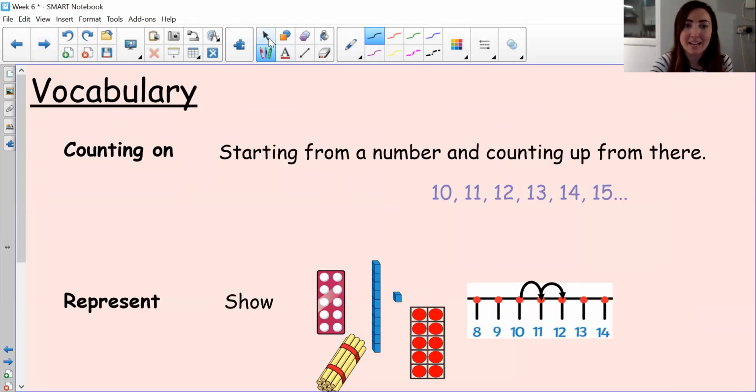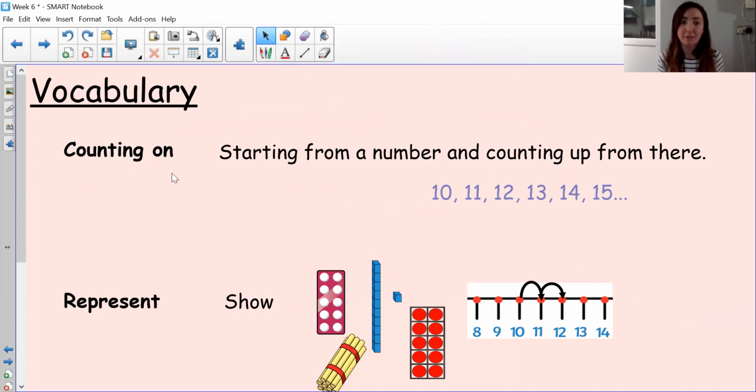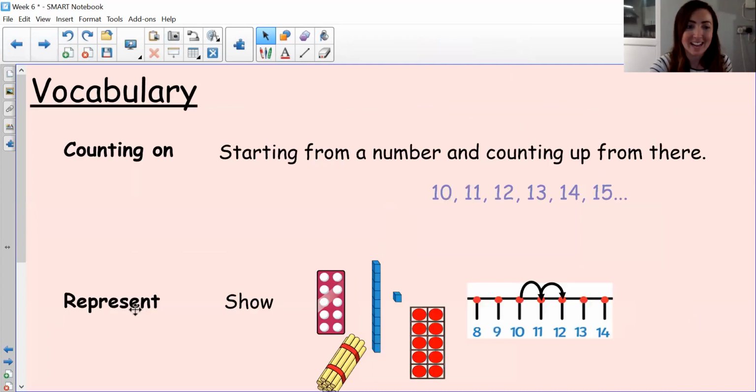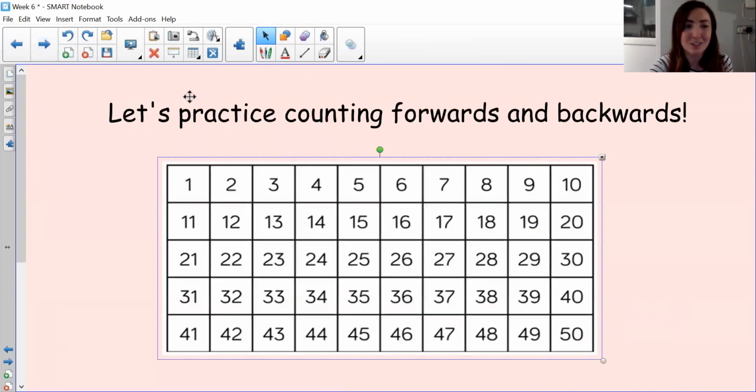Okay, so our vocabulary, counting on, which is what we've just been doing, starting from a number and counting up from there. So we just did it with the muffins, if you look back. We counted in tens, got to 20, and then we counted on from 20. So we've already had practice doing that today. And then represent, remember, is just another word for showing. So if you represent a number, it means you show that number using a picture or using resources or numerals or a number word. Lots of possibilities.